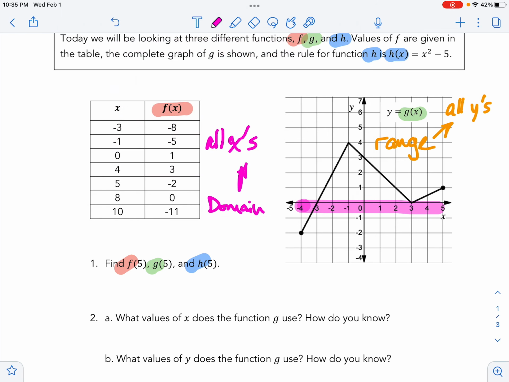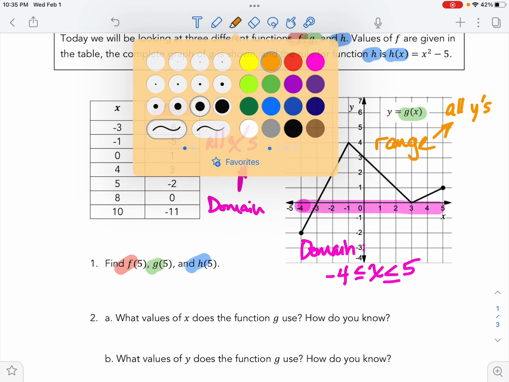We're going to use inequalities here to write our notation. So in this situation, our domain we can write out as going from -4 all the way to +5. So we would say that out loud as -4 is less than or equal to x is less than or equal to 5. That's our domain for the situation. That's all of the x values that are included in this function.